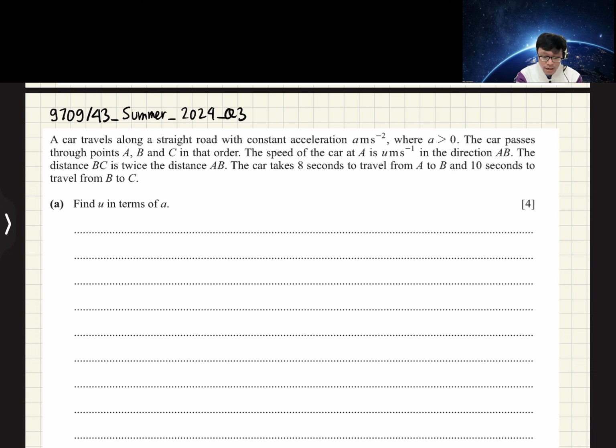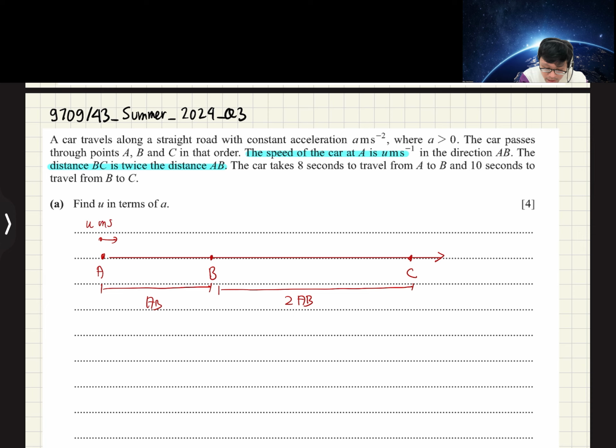Here we have a car traveling along a straight road with constant acceleration a, where a is positive. The car passes through points A, B, C in that order. We know that the speed of the car is u in the direction AB. The distance BC is twice the distance AB. So if we draw the diagram, this is A, maybe this is B, and C is here. BC is twice distance AB, so this is 2AB. This is AB, yeah? And then the speed of the car here is u meters per second.